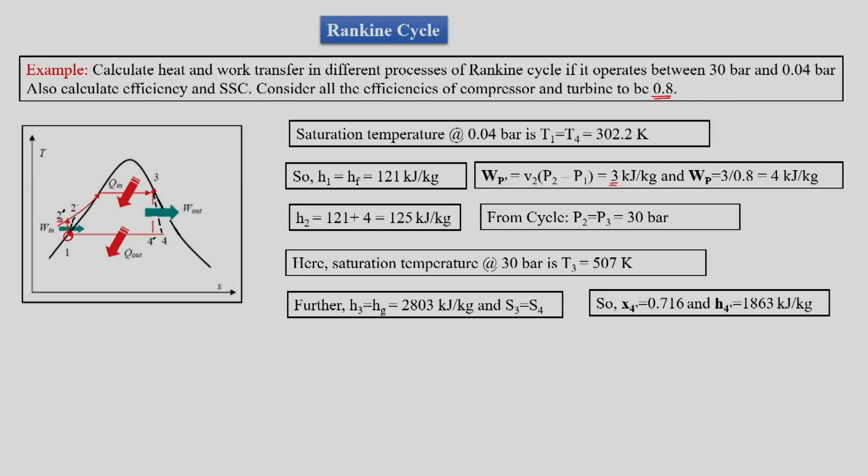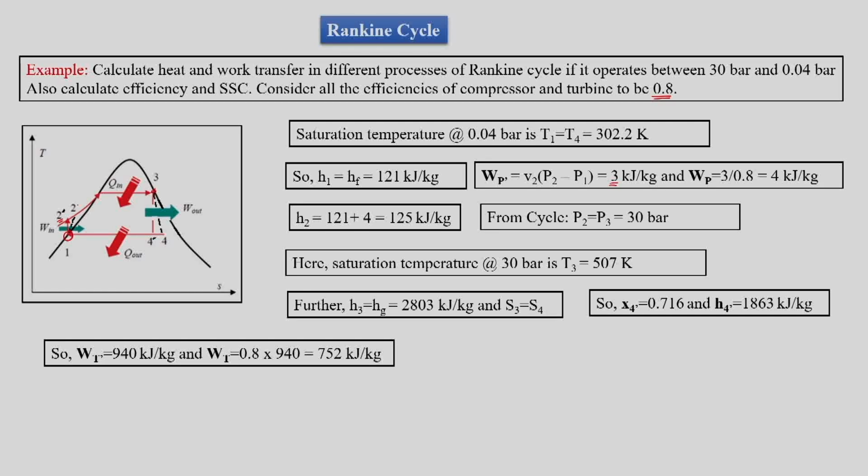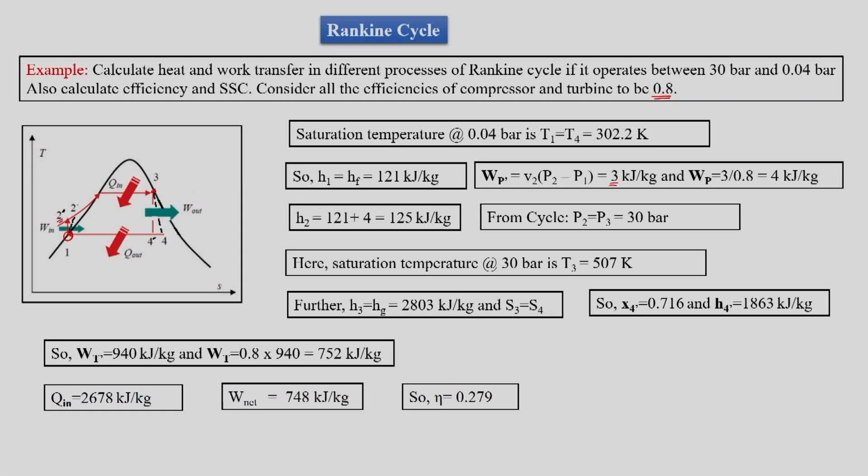It is the same as what we solved in the last example for the Carnot cycle. So, we know the ideal turbine work, and we know the actual turbine work. Q in over here is changing, and that is H3 minus H2. Now, H3 is known and H2 is known, so Q in is 2678 kilojoule per kg. Now, we know the turbine work and the pump work, so we can find W net. It turns out to be 748 kilojoule per kg. Thus, knowing W net and Q in, we can find the efficiency, and it is 27.9.